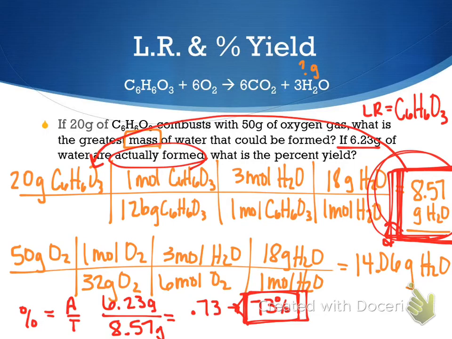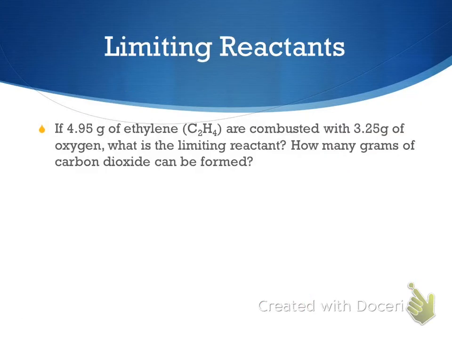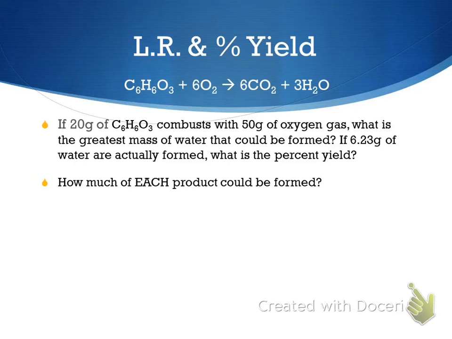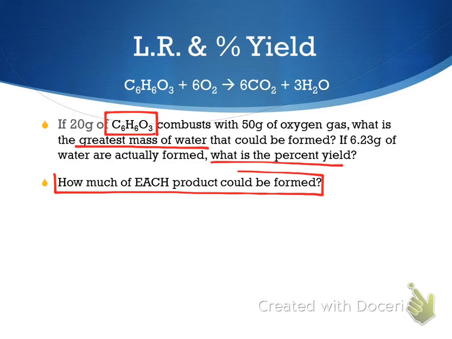Okay, so we've got our percent yield and our limiting reactant picked out. We're going to take this one step further, and we're going to look at this question. This is the same thing we just solved. We know this is our limiting reactant. It said, what is the greatest mass of water that can be formed? We solved our percent yield. Now it asked how much of each product could be formed.